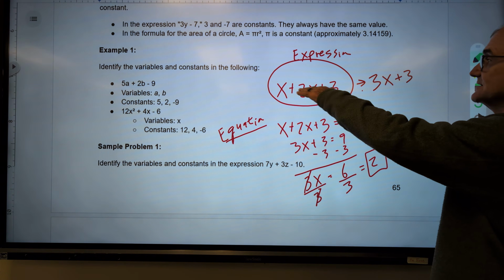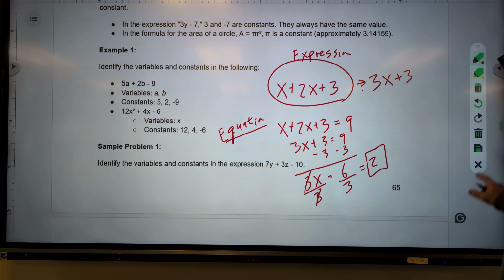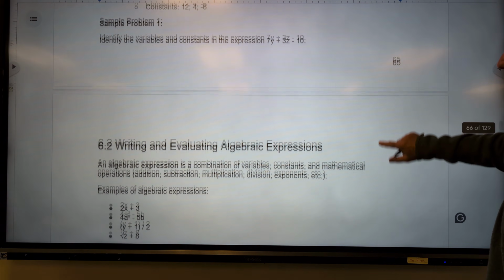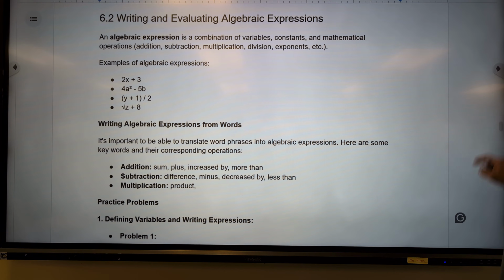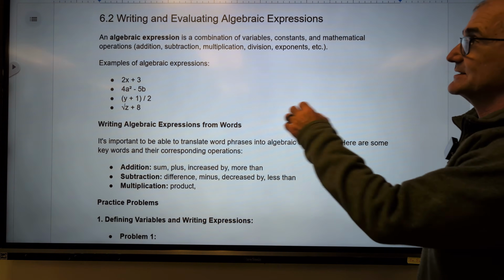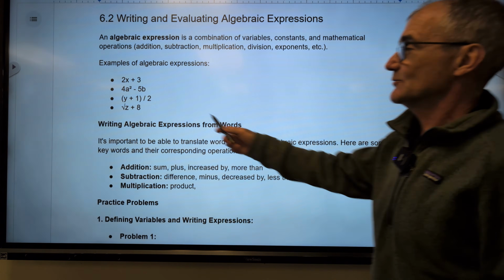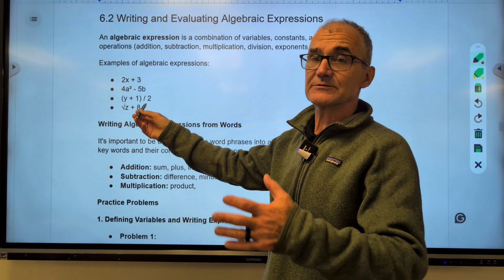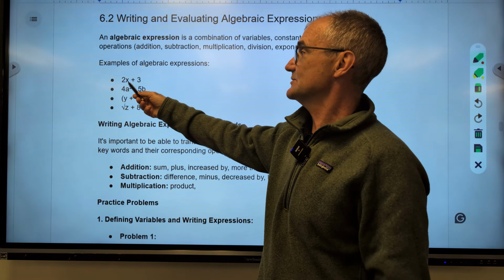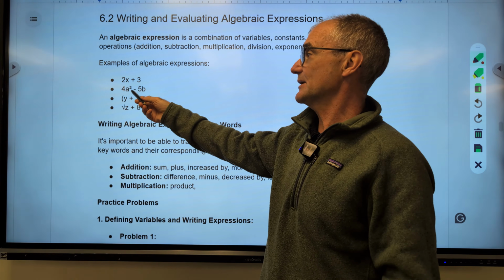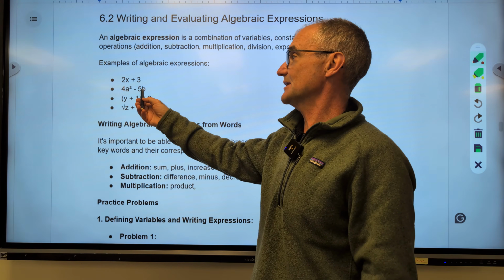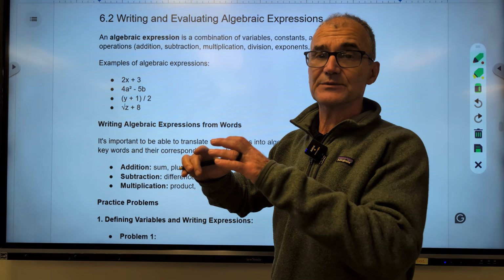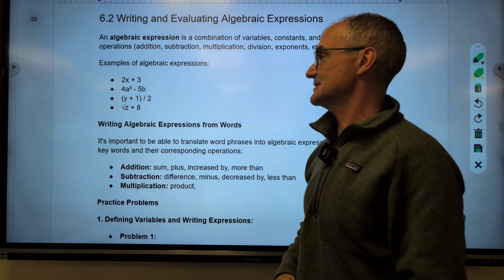Here in the expression, all I've done is combine similar terms. Okay, writing and evaluating algebraic expressions. So right here are some examples where I have expressions. There's no equal sign. This is 2x plus 3, 4a squared minus 5b. Here I have two variables, a and b. That first variable is being squared, multiplied by itself.